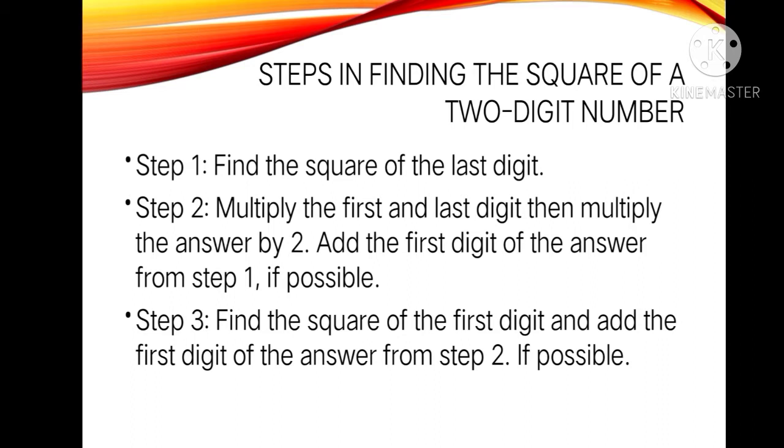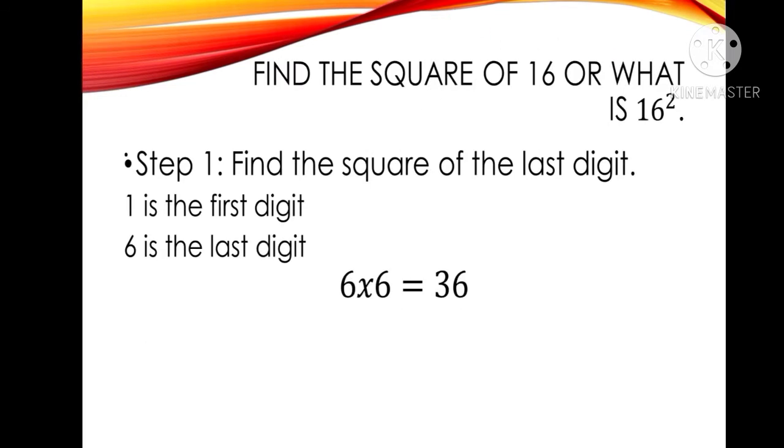Okay, so let's start. We have here the first example. Find the square of 16, or what is 16 squared. The first step is to find the square of the last digit. Our first digit is 1 and our last digit is 6. So therefore, we have 6 times 6, that is equal to 36.